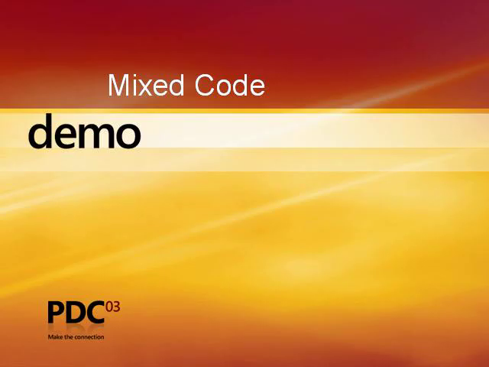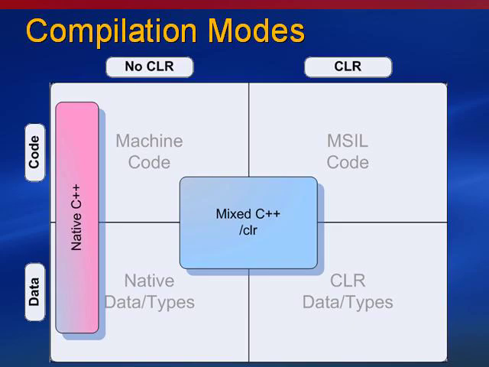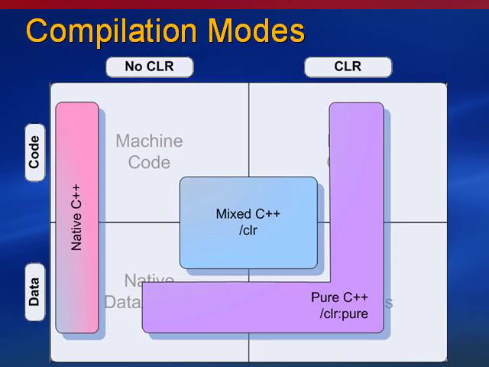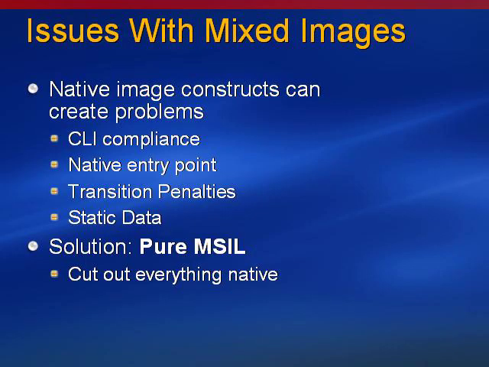So going back, we've now drilled down a little bit into our mixed code generation. We've added a new type of code generation for Whidbey, and that's called pure C++. So there's some issues with mixed images that motivate having pure. First, if you've got these native image constructs, you can have all sorts of issues in some scenarios that are going to become more important over time.